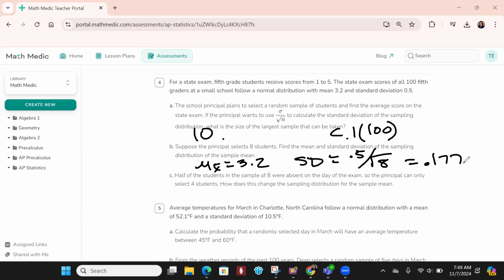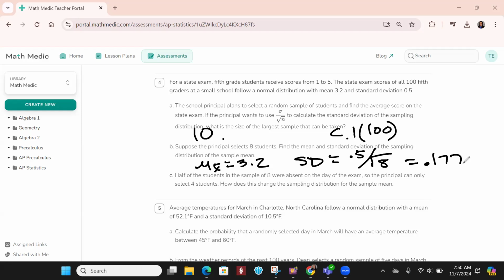All right. Half the students in the sample of 8 were absent on the day of the exam, so the principal can only select 4 students. How does this change the sampling distribution for the sample mean? What is it going to impact? Variability, right? We decrease the sample size, so we increase the variability.